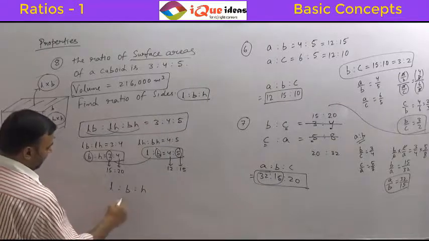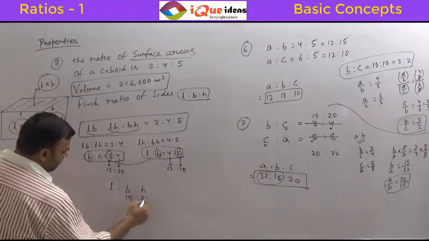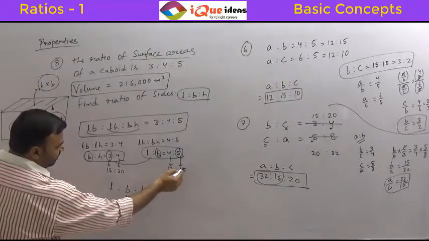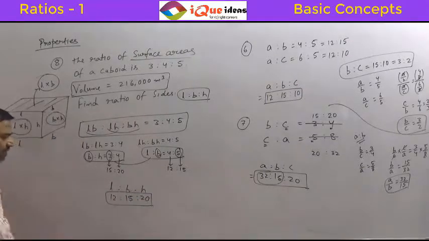B, and for B we have taken 15. Now when B is 15, H has to be 20. And when B is 15, L has to be 12. So the answer is 12 is to 15 is to 20, or 20 is to 15 is to 12. Don't worry, in the options there will be only one of them. So this is one way of doing it.